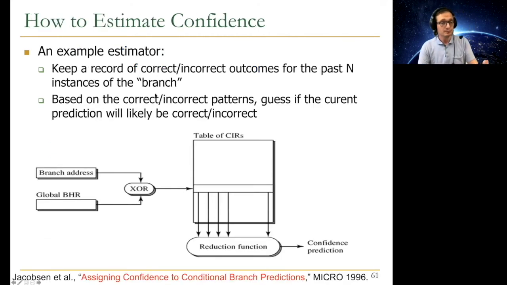Basically, the hardware can keep a record of correct or incorrect outcomes for the past n instances of the branch. Based on the correct and incorrect patterns, we can guess if the current prediction will be likely correct or incorrect. Again, there are many different design options over here. I'm not going to talk about them here. These are confidence registers, etc. But essentially, you would like to figure out how confident you are in the prediction.